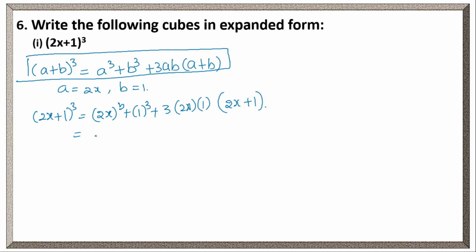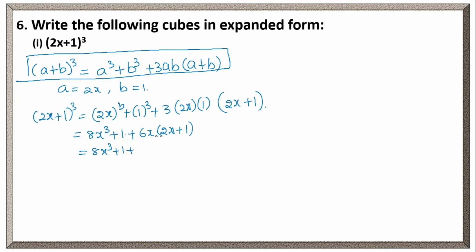Now, (2x) whole cube means 2 cube x cube. 2 cube value is 8. 8x cube plus 1 cube value is 1. 1 to the power of any natural number will give 1 only. Plus 3 into 2, 6, 6x into (2x + 1). That we can write as 8x cube plus 1.